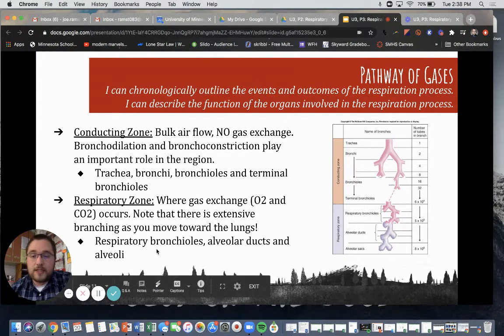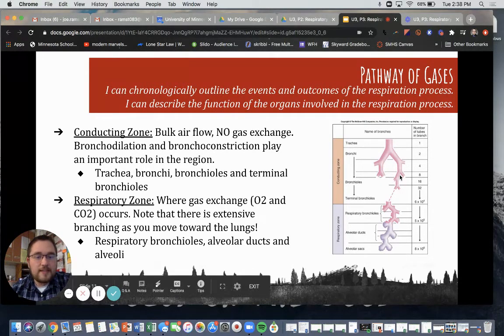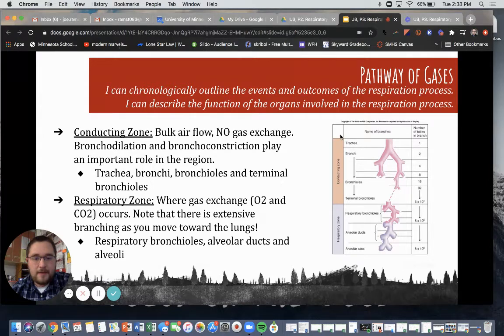Now, the respiratory zone is where gas exchange occurs, and that's O2 and CO2, so oxygen gas and carbon dioxide. Note that there's extensive branching as you move toward the lungs. This will include our respiratory bronchioles, alveolar ducts, and alveoli. So we can see over here in our diagram, the conducting zone is this red area, and our respiratory zone is this purple area at the bottom.